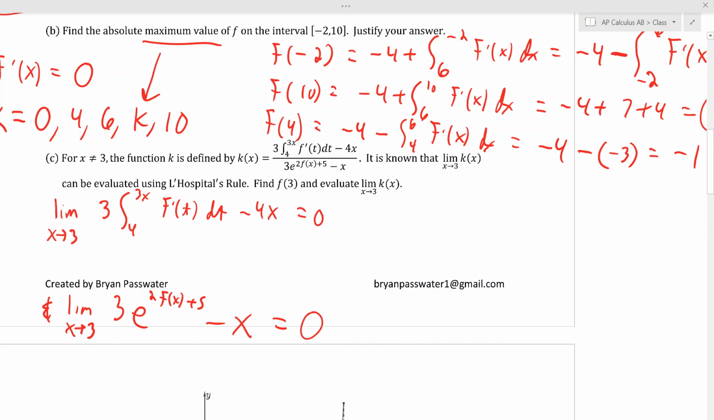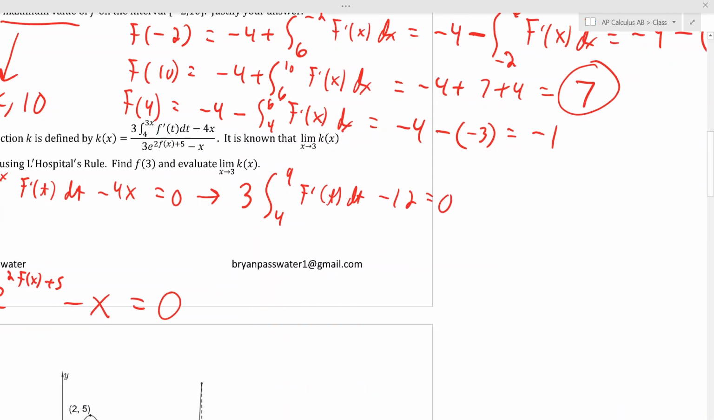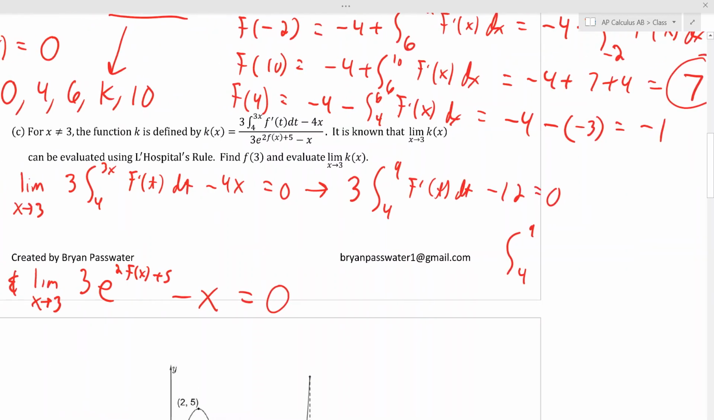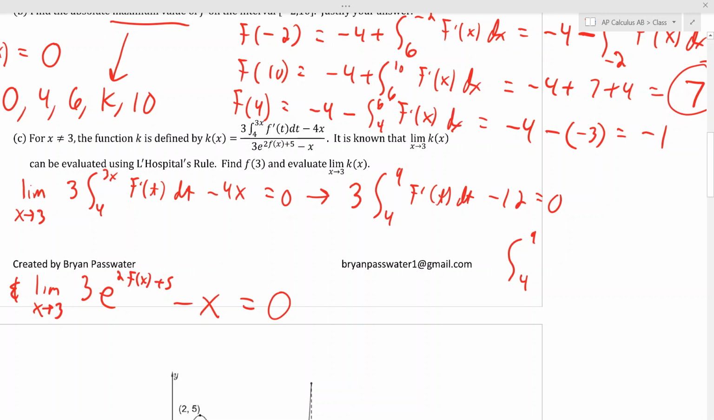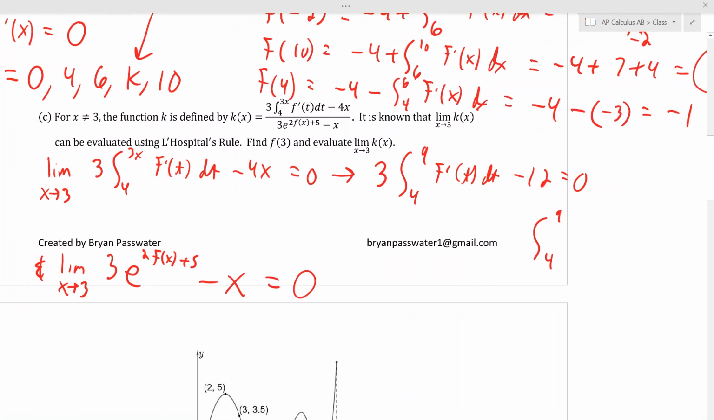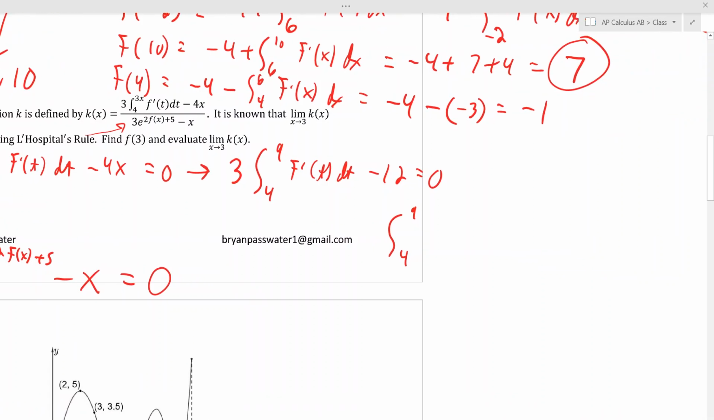But when you plug a 3 in there, this becomes 3 times the integral from 4 to 9 of f prime of t dt minus 12 has to equal 0. And if you solve that out, the integral from 4 to 9, do they ask us to find this? Find f of 3 and evaluate the limit of k at 3. Oh, so yeah, we have to do this anyway. Oh, we don't even have to do the top. I was kind of rushing along here. Because it just says find f of 3, which we can find from the denominator. It tells us to evaluate the limit, which means we're going to have to derive it. But this is what would happen. So this integral here, if you solve this out, those are t's, that would have to equal 4.